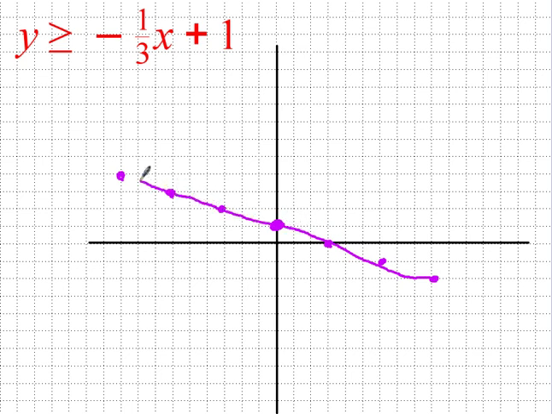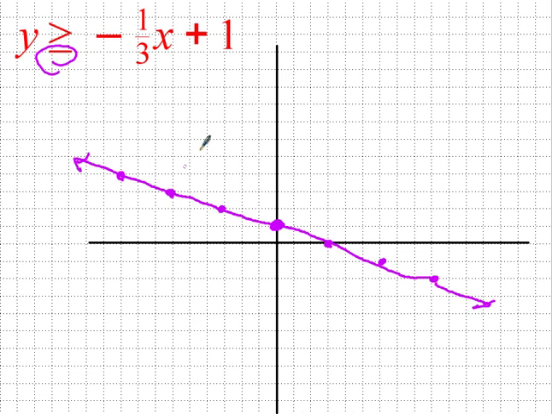I know it's a solid line because it has that or equal to symbol underneath. It's definitely a solid line. It should be much straighter than that, but you guys get the idea. So it's a solid line, not a dashed line, because I have the or equal to symbol. Now I just got to figure out, do I shade below or above?